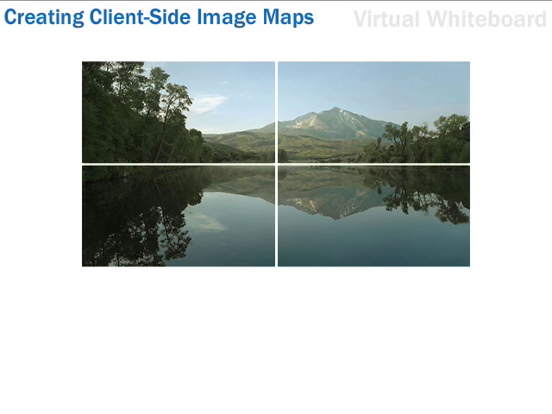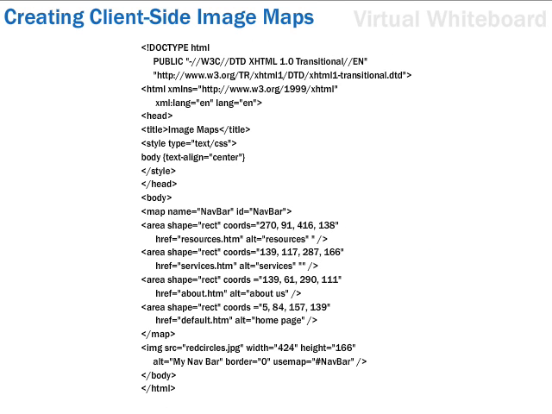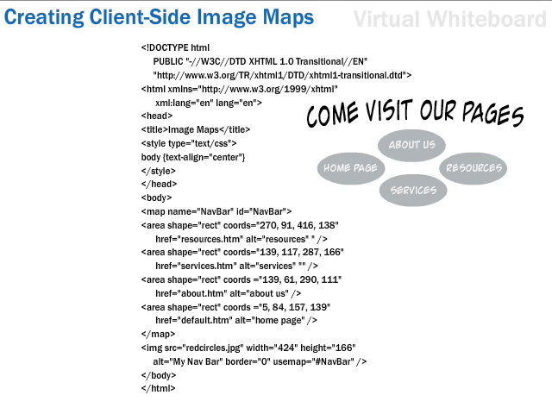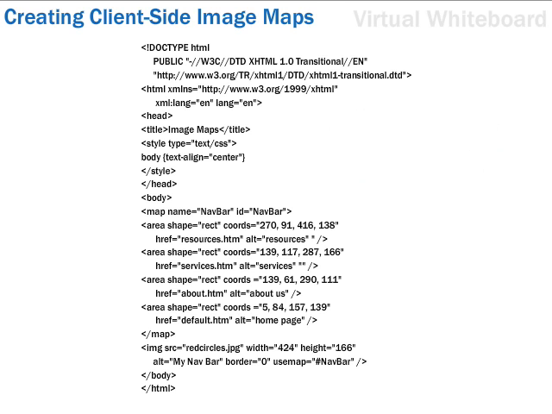Let's get started. After you have an image and have determined the coordinates for each piece of the image, you can begin mapping your image in HTML. This HTML sample shows the image map that was created for the navigation bar we looked at earlier. Look at the HTML example for image maps a little closer.